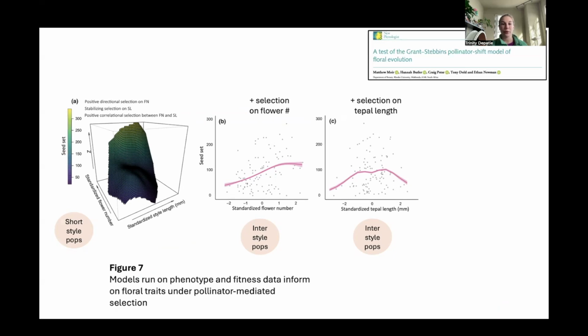And then in panels B and C, we're looking at the intermediate style populations, where we see positive selection on both flower number as well as on tepal length. And this is determined by, again, the number of seeds that are set. And this comes through because the pollinators are more effective at pollinating those plants and therefore producing seeds.